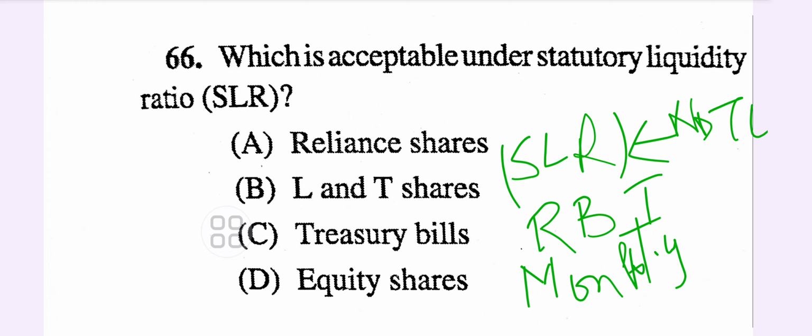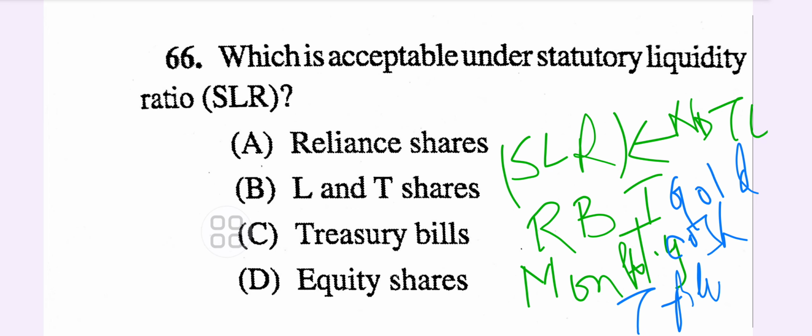And what are the liquid assets? The liquid assets are gold, cash and T-bills. Okay, so why are T-bills accepted? T-bills are acceptable because treasury bills are government-backed securities with very low risk, and they are liquid, secure and meet the SLR requirement as prescribed by RBI. Shares like Reliance shares, L&T shares or equity shares are not acceptable. So what is acceptable? Treasury bills are acceptable under this one. So the correct option is this one.